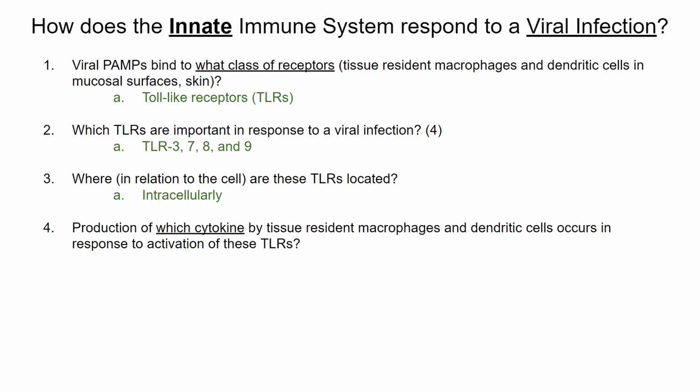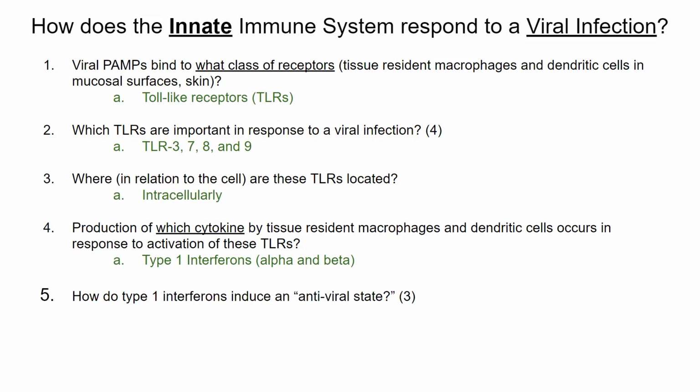Okay. So which cytokine is produced by the macrophages and dendritic cells in response to TLR 3, 7, 8, and 9 activation? It's a class. Type 1 interferons, anybody? Type 1 interferons. Good. Okay, so type 1 interferons encompass alpha and beta interferon. There's interferon gamma also, which we'll talk about.